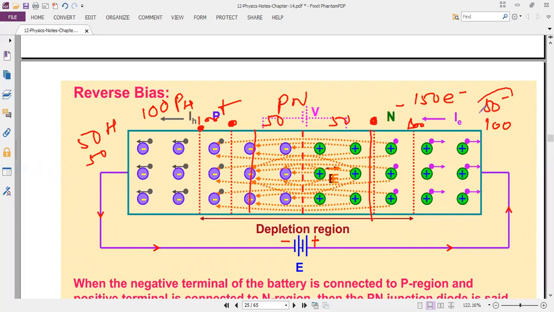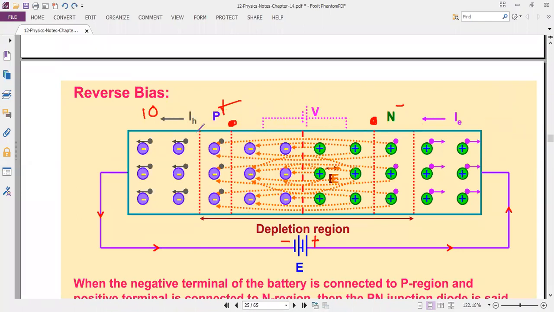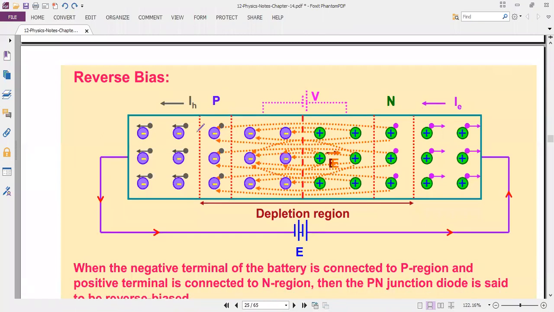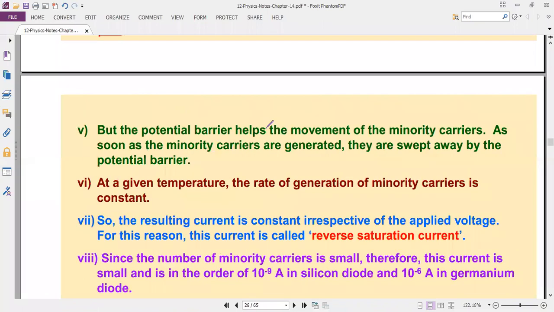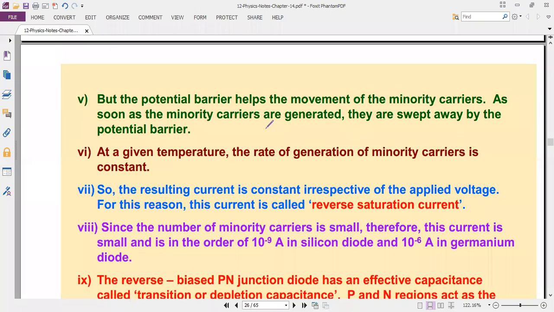These 50 electrons find it difficult to move from negative to positive. It is more difficult. It is away from the potential barrier.